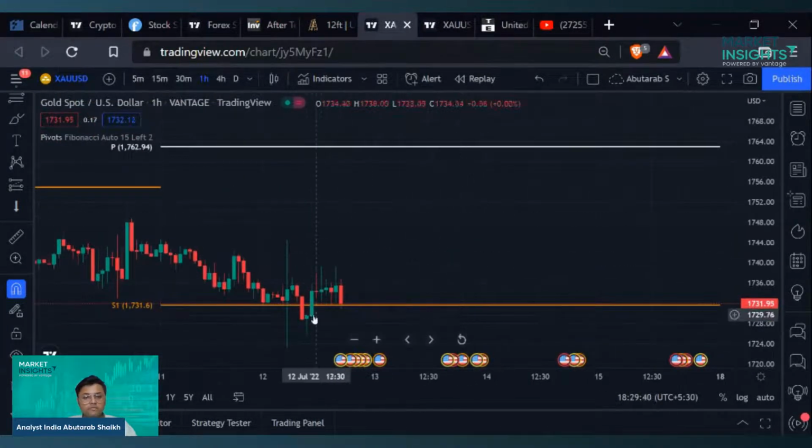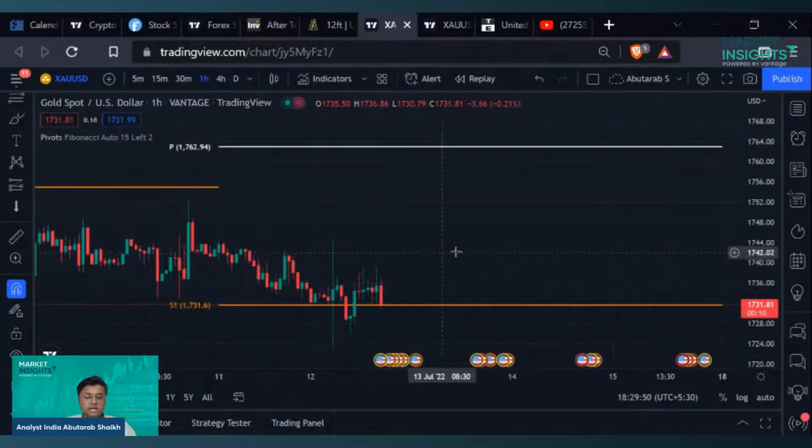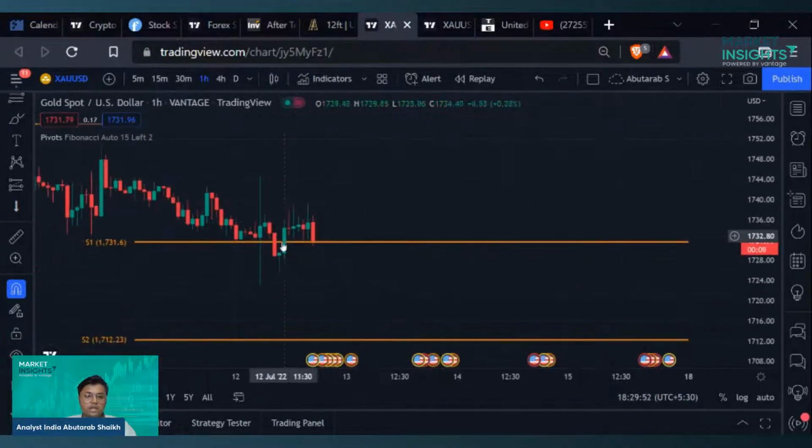So you have to trade. If you have to take a trade based on this hammer, you can take a trade. If you're a scalper, a swing trader, a day trader, whatever it is, you can take a position based on this Japanese candlestick pattern called a hammer. It has taken support at this level.